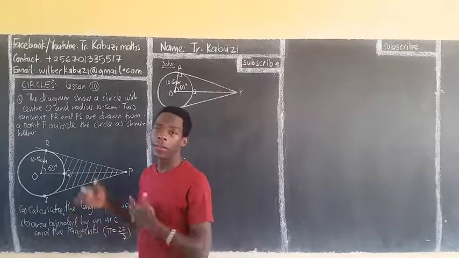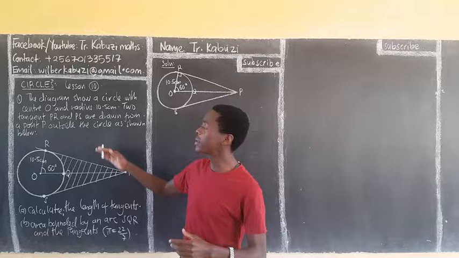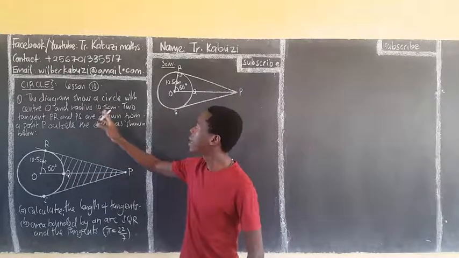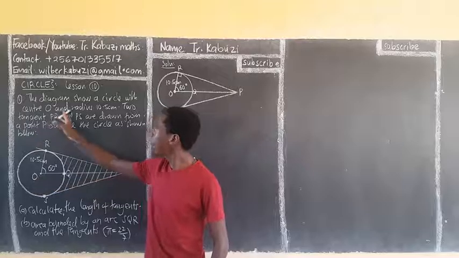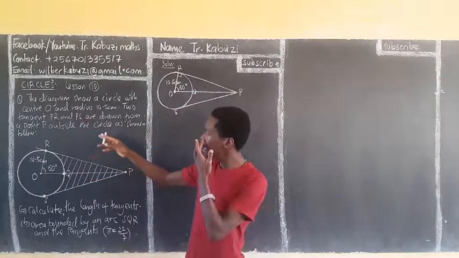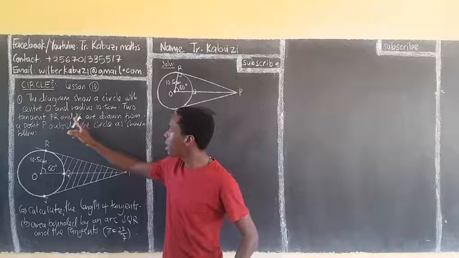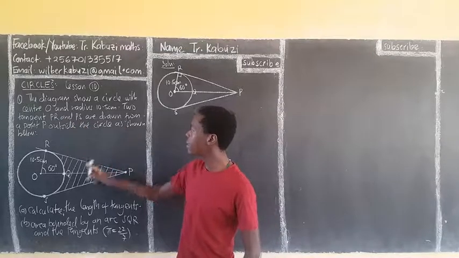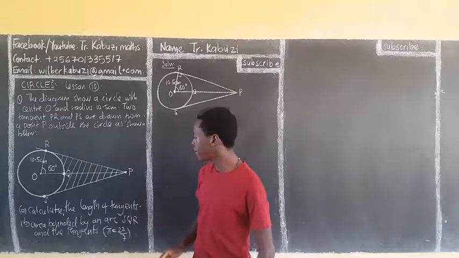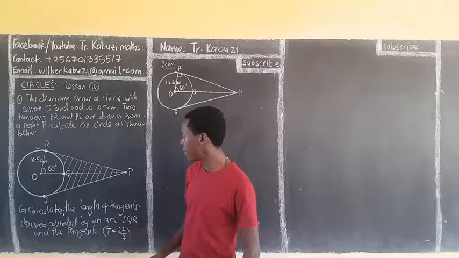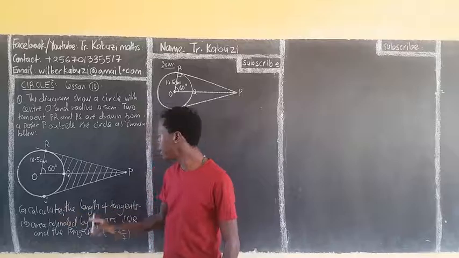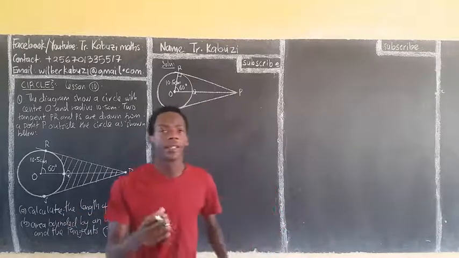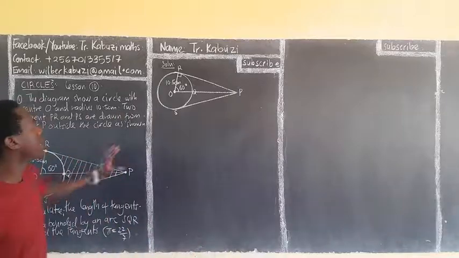Okay, I'm going to go through this question, but please follow. You can pause the video and first write down the question. The diagram below shows a circle with the center O and radius 10.5 centimeters. Two tangents PR and PS are drawn from a point P outside the circle as shown below. Calculate the length of the tangents, and the area bounded by the arc and the two tangents, taking pi as 22/7. So now, I'm going to sketch this here.